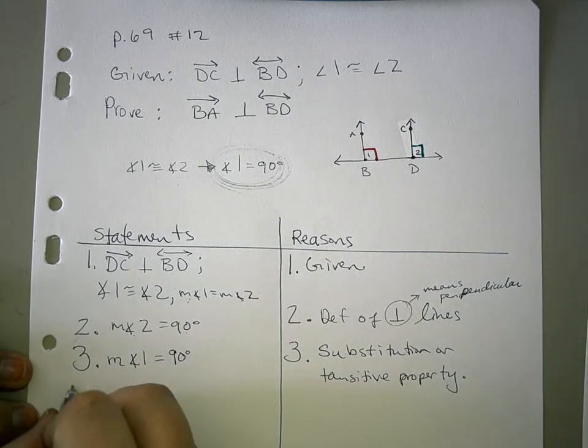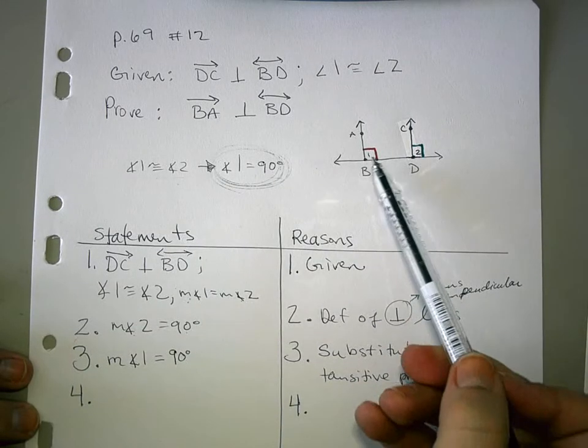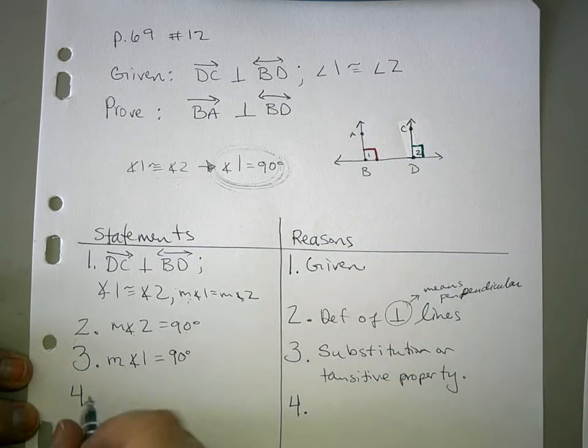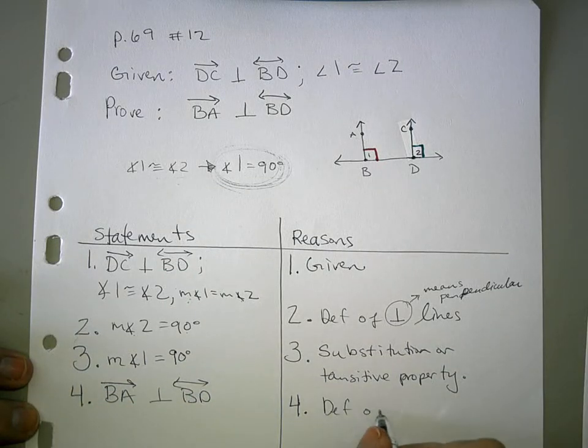Finally, we have that as a result of measure of angle 1 being 90 degrees, as I indicated with my red marking in my drawing of the conclusion, then BA is perpendicular to BD by the definition of perpendicular lines.